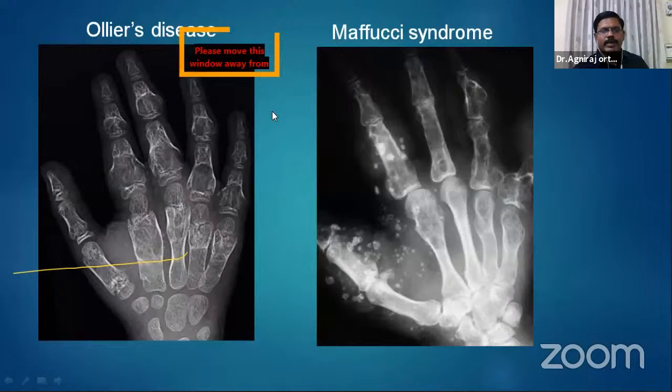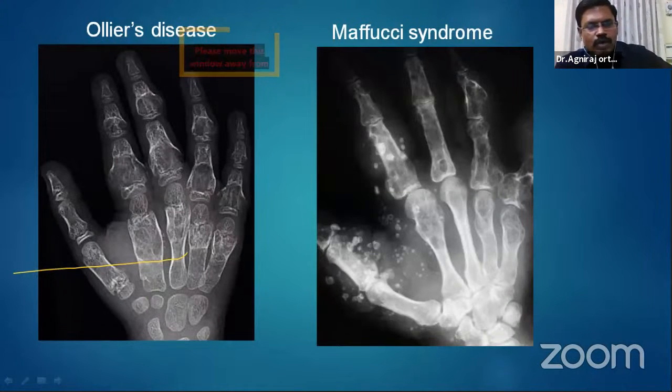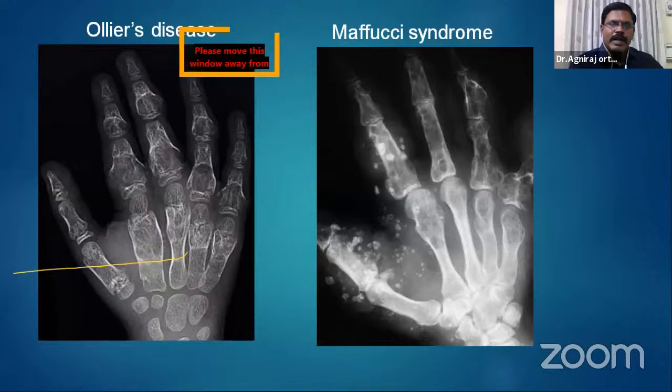How can you remember these two? Ollier's disease: O for O, only enchondromatosis. If only enchondromatosis, it is Ollier's. Maffucci: M for multiple. There are three things: multiple enchondromatosis, second one is soft tissue hemangioma, third one is phlebolith. So multiple findings means it is Maffucci syndrome.